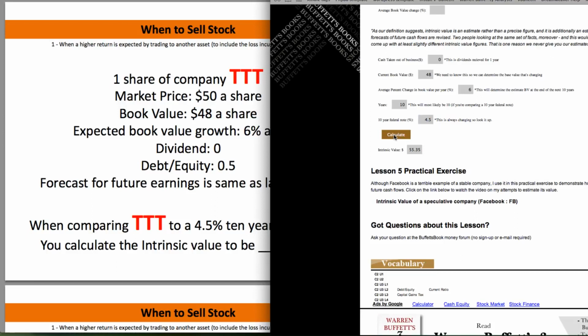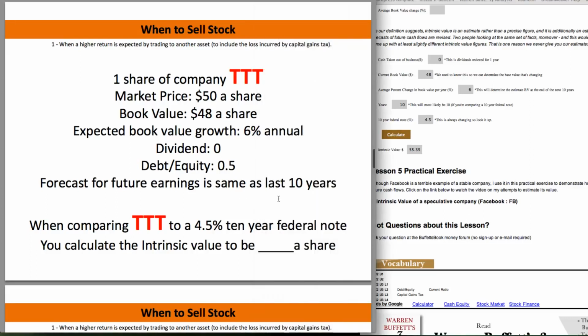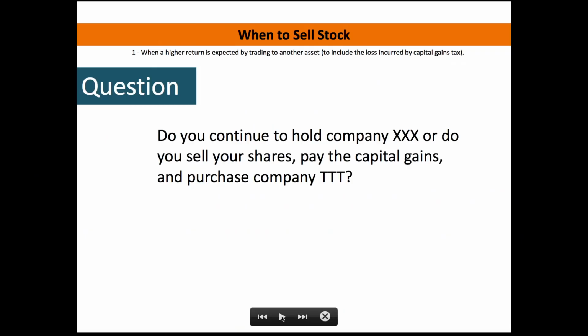Okay, it's $55, okay? And it's trading for $50, so that's a good thing. We're able to buy the company for lower than what we think the intrinsic value is. Okay, so our intrinsic value on company TTT is $55. Okay, so here's the point of this entire exercise, okay? When you look at all those variables, it might be difficult to understand what in the world do you do.